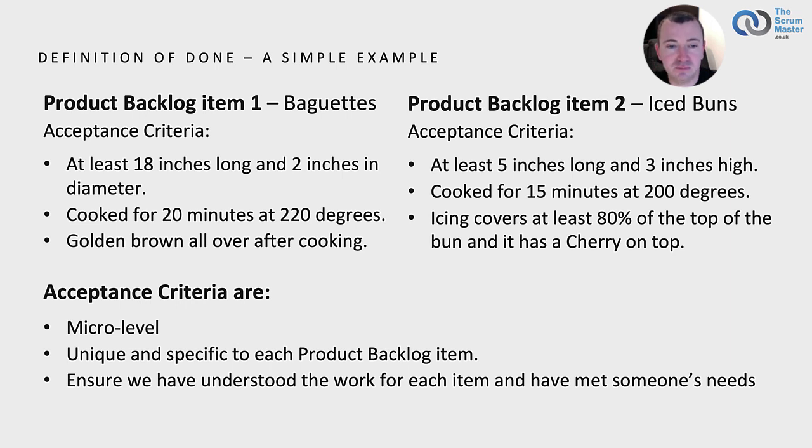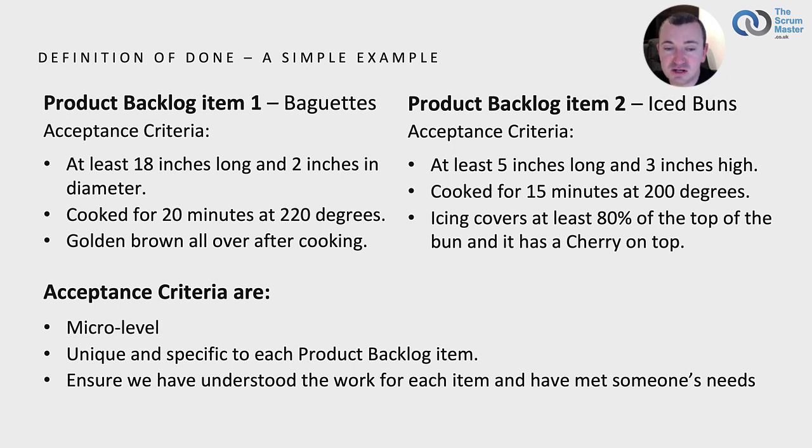Here they are. So our first product backlog item is baguettes. The acceptance criteria for our baguettes are that they need to be at least 18 inches long and 2 inches in diameter. They need to be cooked for 20 minutes at 220 degrees, and they need to be golden brown all over after cooking. Our second product backlog item is iced buns. The acceptance criteria for our iced buns are: they need to be at least 5 inches long and 3 inches high. They should be cooked for 15 minutes at 200 degrees, and icing must cover at least 80% of the top of the bun, and it has to have a cherry on top.